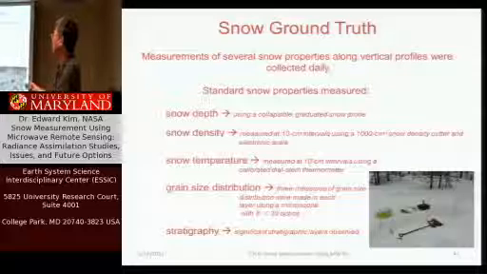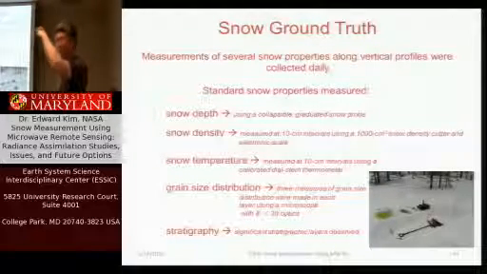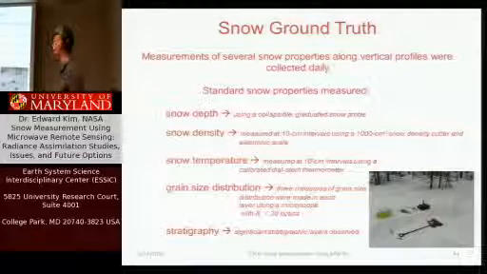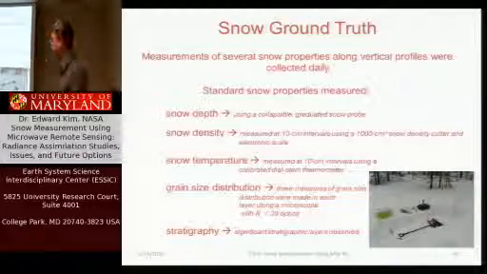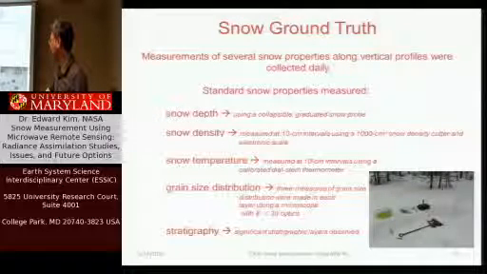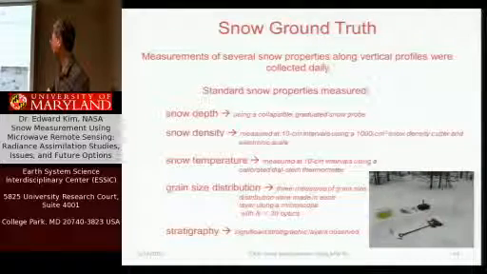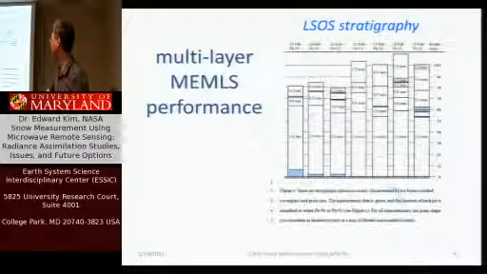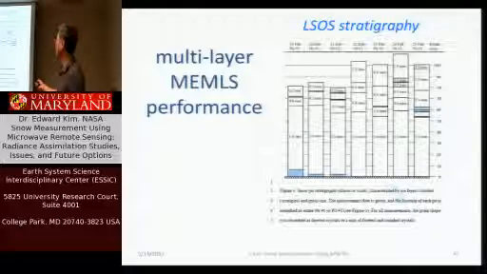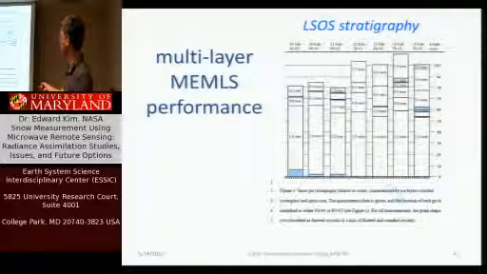And the snow ground truth consisted of course, depth and density and temperature, as a function of depth. So we took many samples as a function of depth. And then grain size is one of the most important parameters, and that was done using a handheld magnifying glass, basically. So for 1 week, each one of these bars is for 1 day.